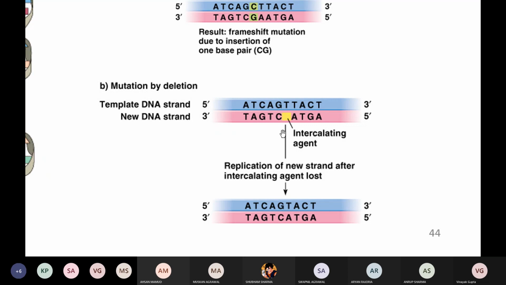Now in the next round of replication of the new DNA strand, if this intercalating agent is lost, then there will not be any nucleotide opposite to that, because it is lost. In that way it will cause deletion of a nucleotide, and finally the ultimate outcome will be the frameshift mutation. Frameshift mutation can happen because of either addition or deletion of a nucleotide.